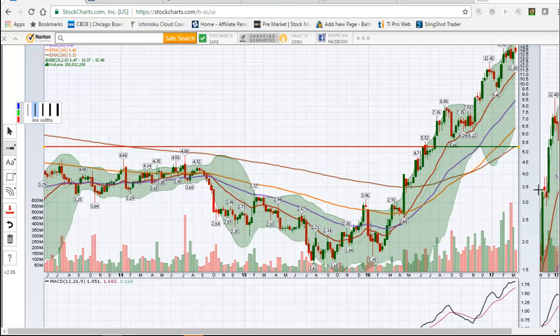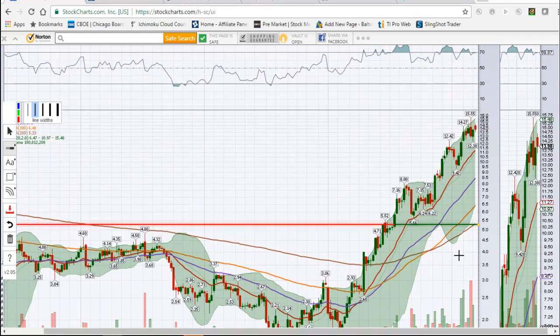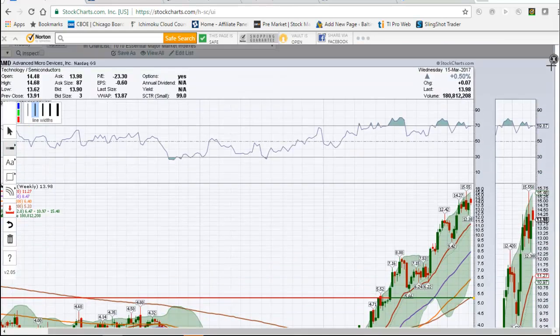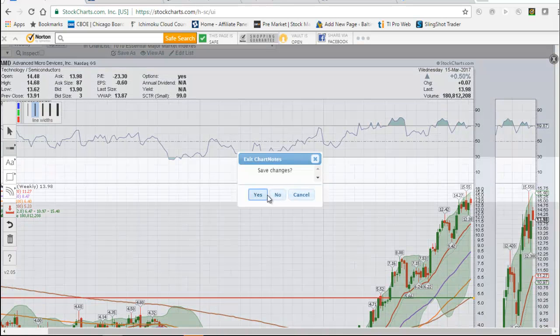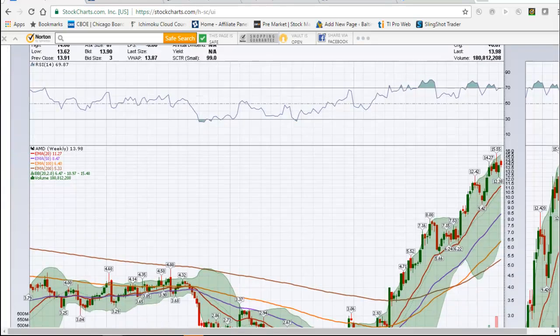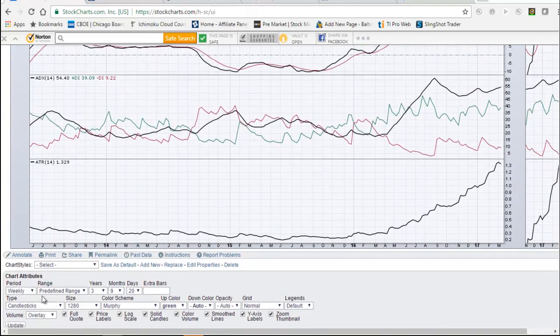So if we go back to the other chart, which was our daily chart, go back to the daily chart. We can draw a line at about $5.30, which is where we'll probably run into some resistance.